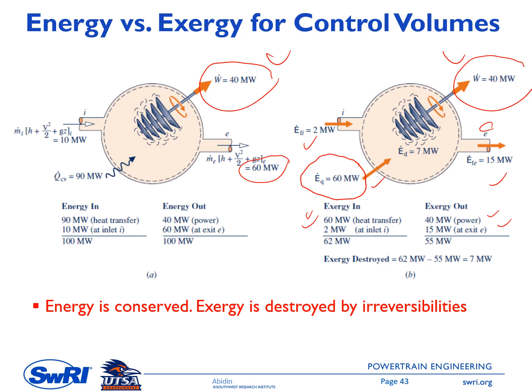So you can see now the difference. The energy is conserved, so in and out are the same. But exergy is destroyed by the irreversibilities. So in is 62 megawatt, out is only 55 megawatt. So 7 megawatt is destroyed by irreversibilities.